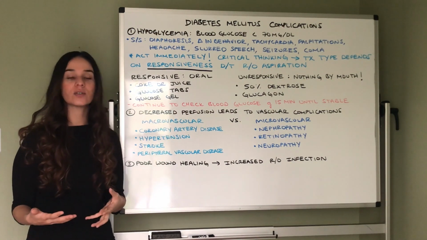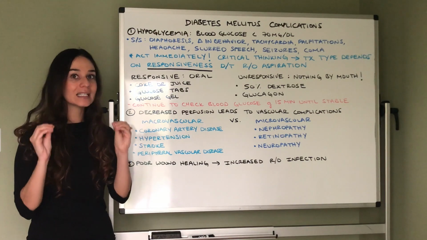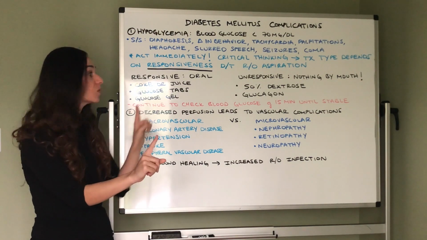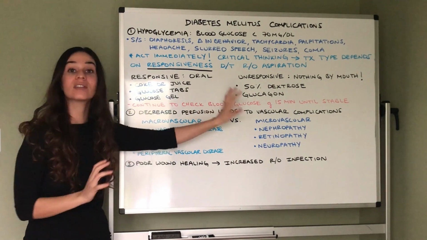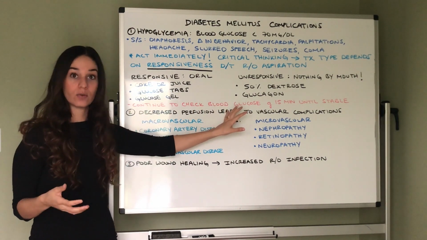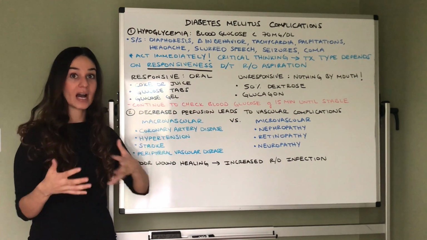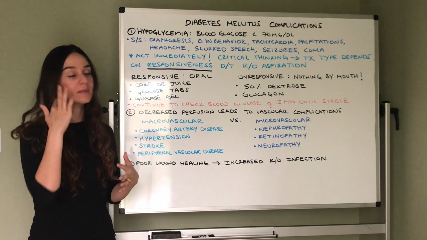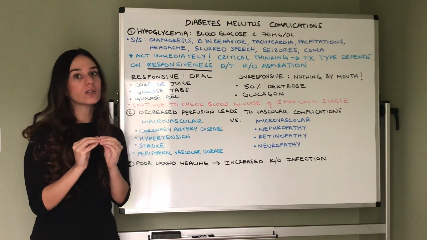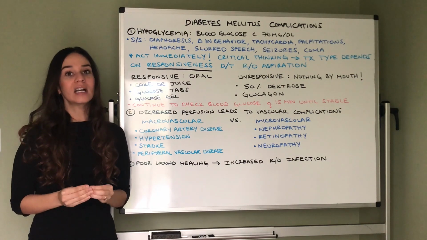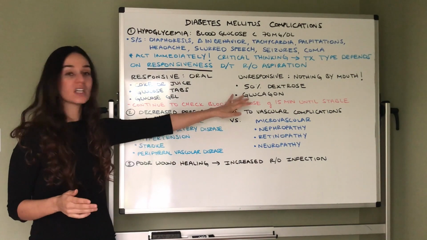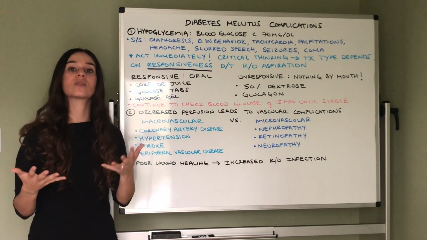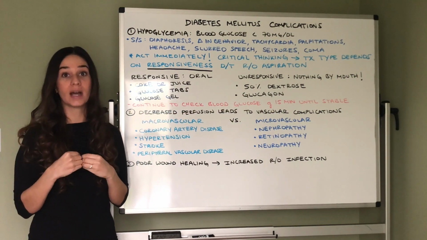So of course, gear it towards your instructor, but critically thinking, their responsiveness will determine if you can give something by mouth or if you need to stick to a parenteral route, okay? If we need to stick to an IV route or an IM route, all right? And then again, also, if their glucose is extremely low, even if they are responsive, we might need to give them intravenous intervention just to get those levels up quickly, okay?